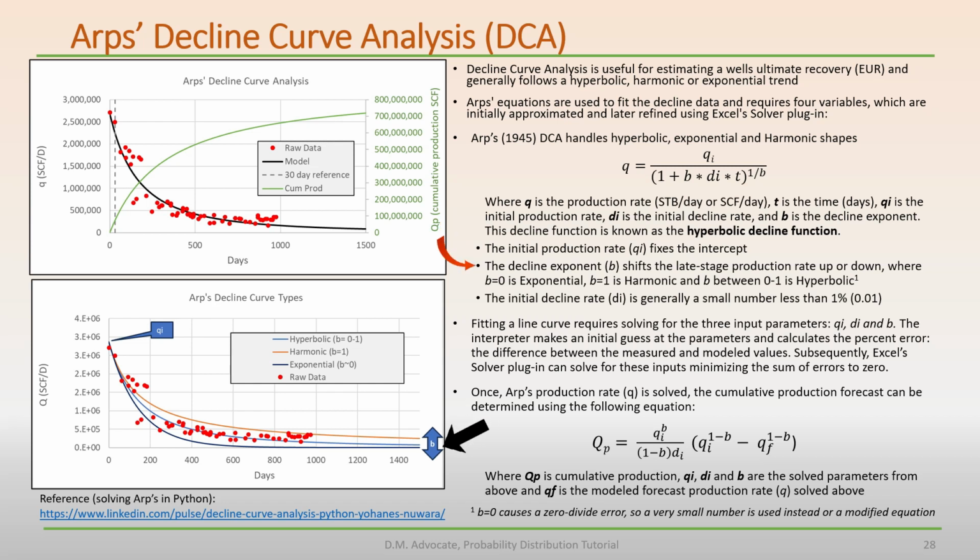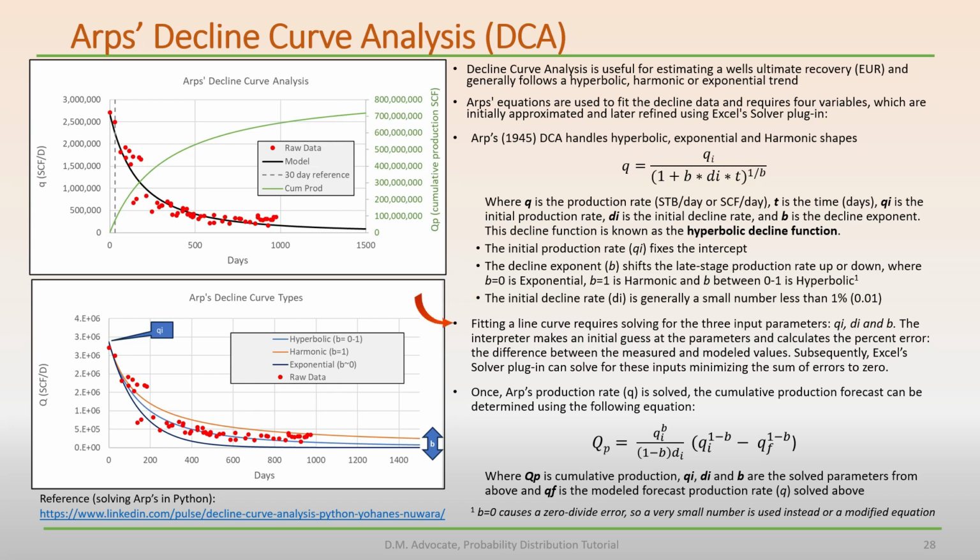The decline exponent b shifts the late stage production rate up or down, where b equals 0 is exponential, b equals 1 is harmonic, and b between 0 and 1 is hyperbolic. In the exponential case, where b equals 0, a zero divide error will result in Excel. So a very small number can be used instead, or a modified equation as given in the Excel worksheet that we'll look at shortly. The initial decline rate, Di, is generally a small number, less than 1%, or 0.01.